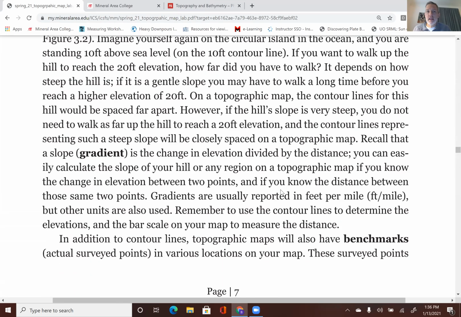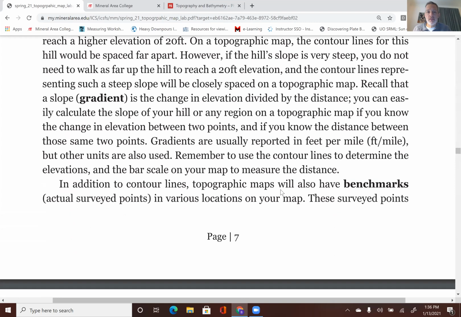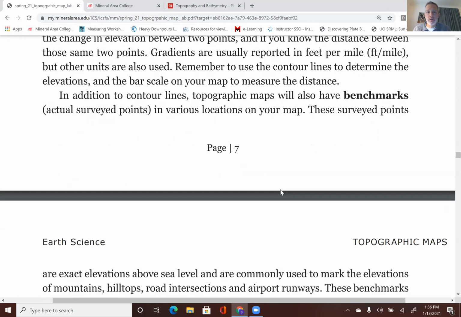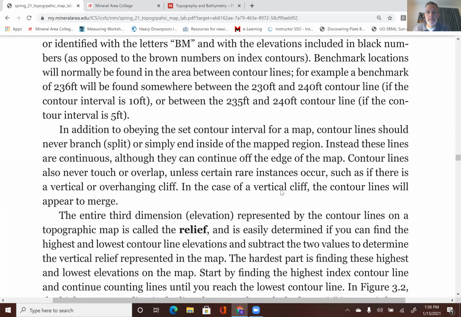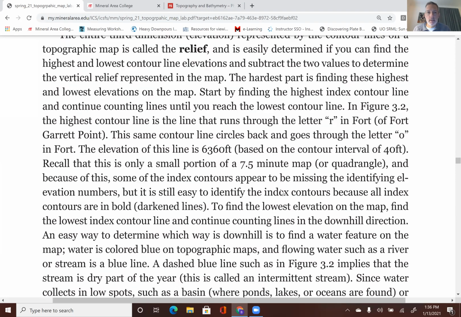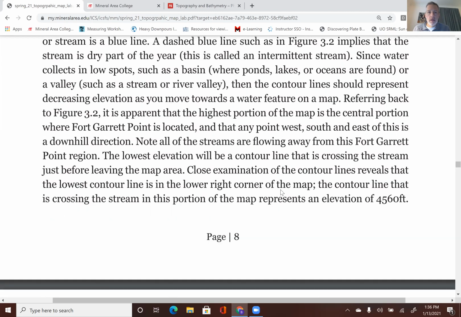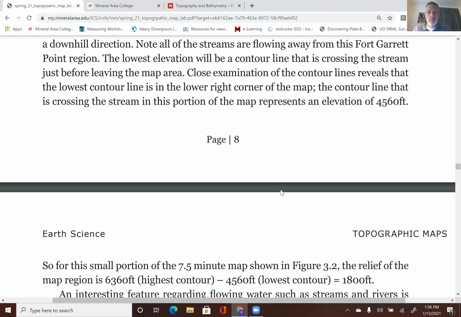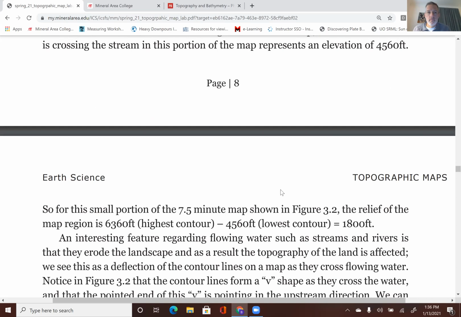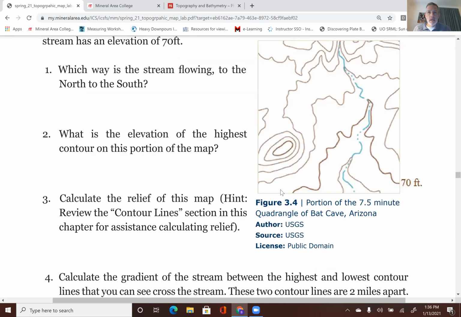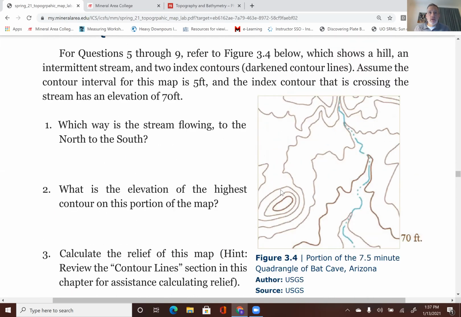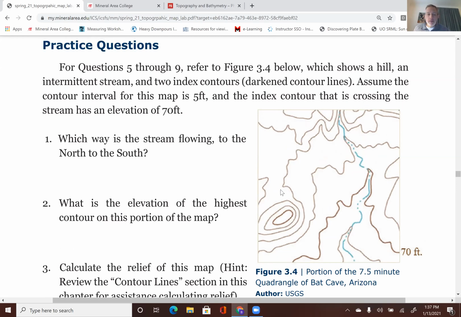The gradient, again, is the rise over the run. So let's scroll down to the practice questions. Again, these are not to be turned in. The last portion of the page is going to be turned in.